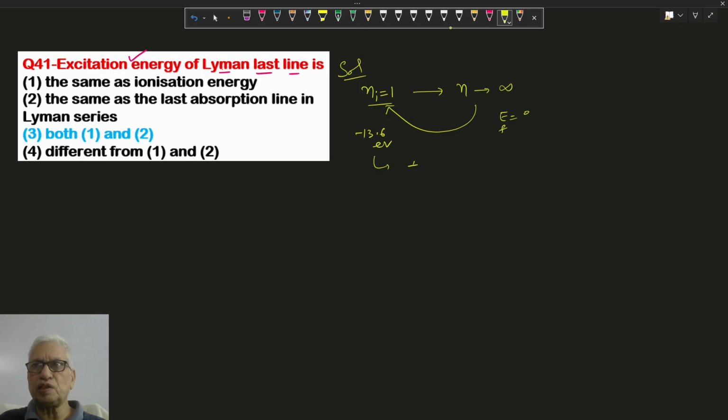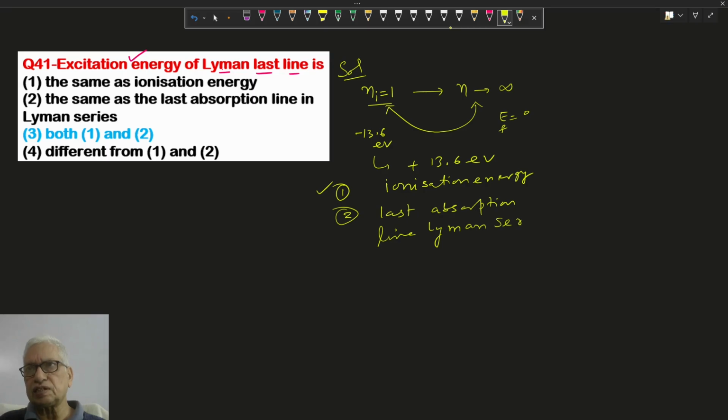This is called positive energy. This is called ionization energy because the electron is removed to infinity. So this is called ionization energy. It means option 1 is correct, and it is also called the absorption last line. So option 2 is correct: last absorption line of the Lyman series. So both the options are correct, which means the correct option here is 3, 1 and 2 both are correct.